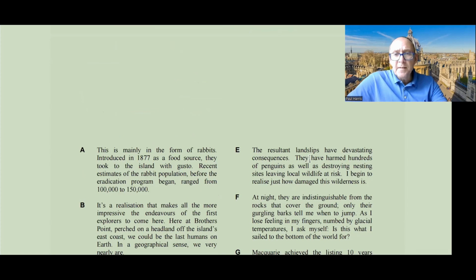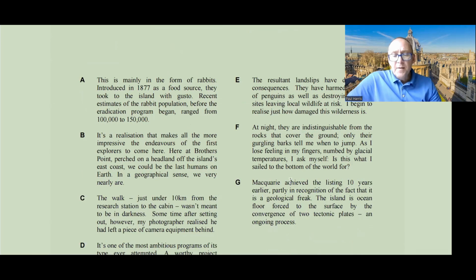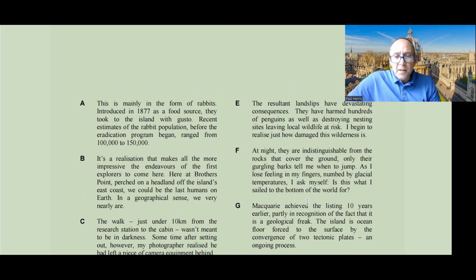The resultant landslips have devastating consequences, harming the penguins, destroying nest sites, damaging wilderness. Okay, Macquarie achieved a listing 10 years earlier. Recognition of the fact that it was a geological freak. A freak is something which is unusual, okay? And it's unusual because of how it was formed, okay? Islands are not usually formed this way. They're usually formed from volcanoes in other ways, okay? Not through the movement of tectonic plates, okay? So what we would say here, what is it going to be, E and G?